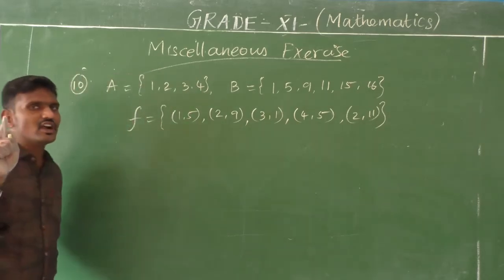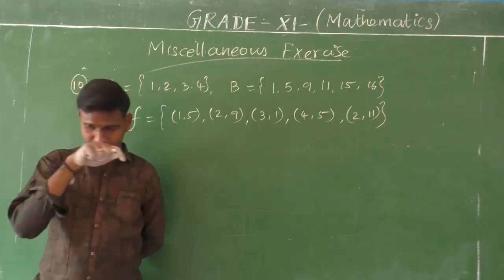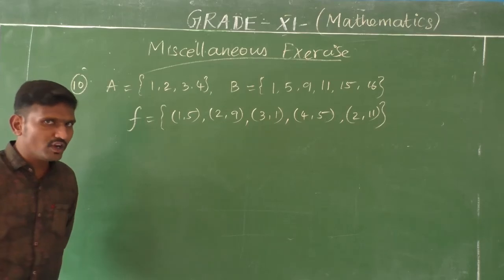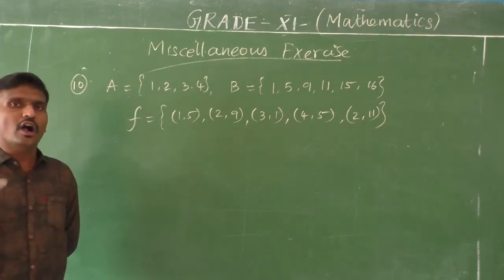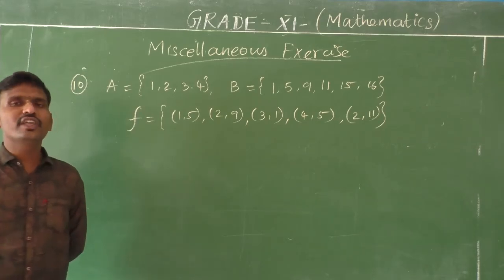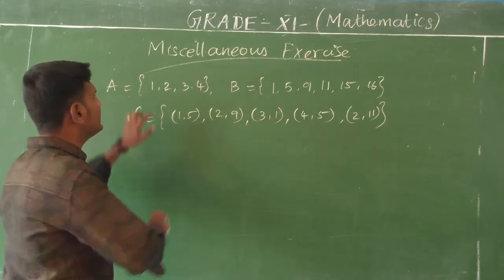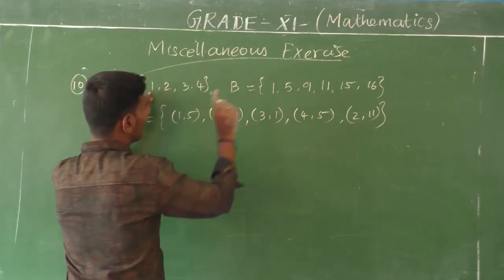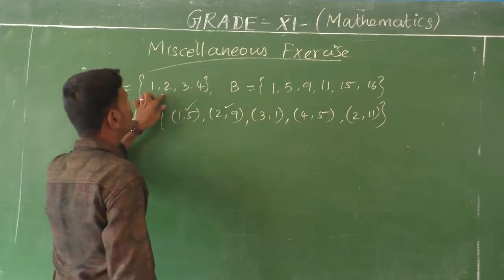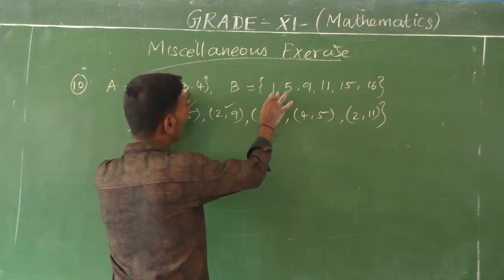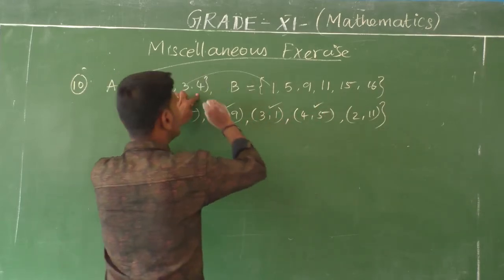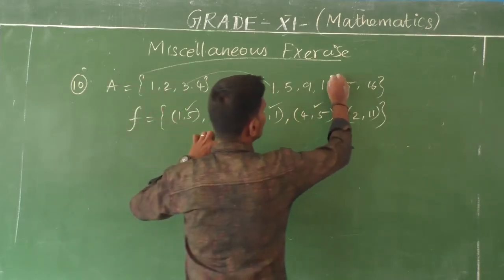So what is the relation concept? Do you know, student? The set of all the ordered pairs is a subset of A cross B. A cross B means the Cartesian product. All the ordered pairs should be contained in A cross B, then only it is a relation. So you have to check it. (1, 5) is there. (2, 9) is also available. Then (3, 1) is available. Then (4, 5), and (2, 11) also.